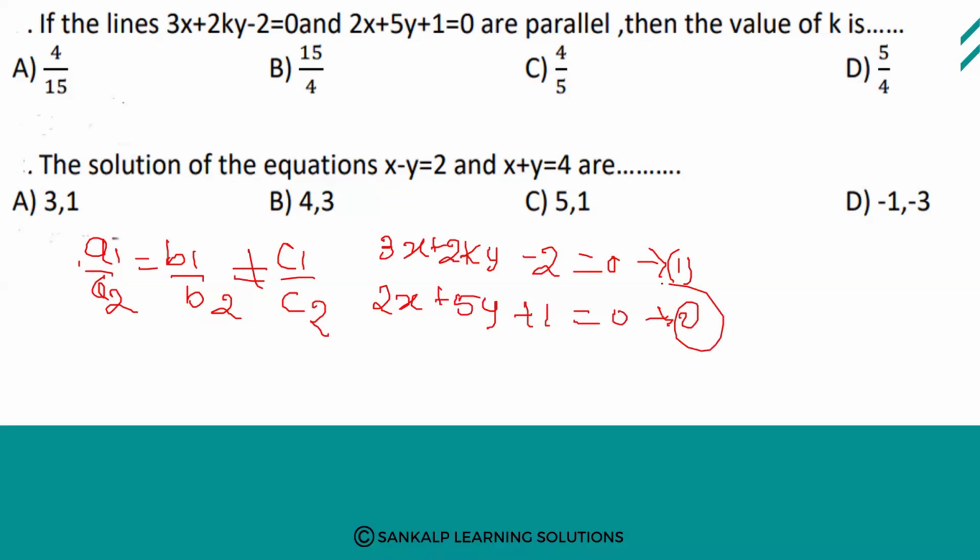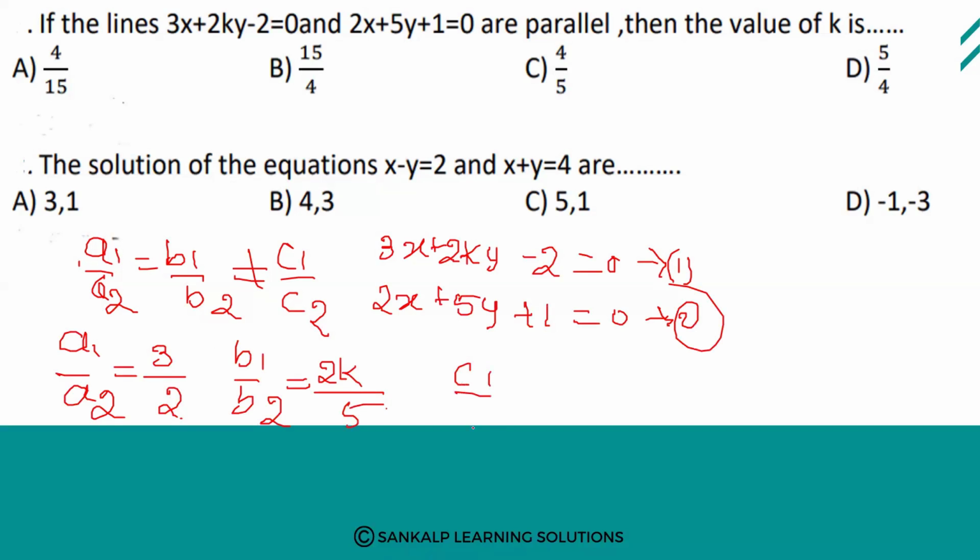Now, when you compare the ratios, A1 divided by A2. So A1 divided by A2 is, the A1 value is 3, A2 value is 2, right? Now, B1 divided by B2. B1 value is 2k divided by 5. Now, C1 divided by C2, that is minus 2 divided by 1.